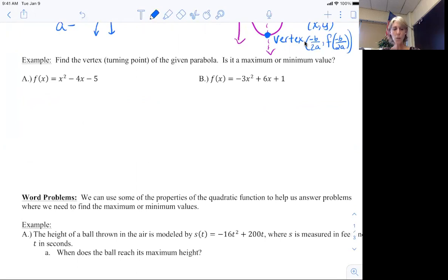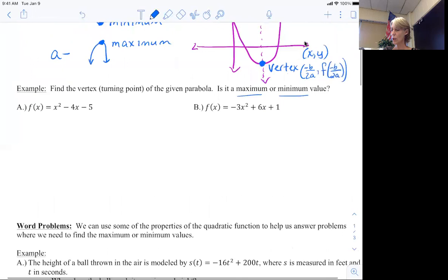In the first example, we just want to find the vertex, the turning point of the given parabola, and then we're going to state, is it a maximum or a minimum value? So if I look at that function, f of x equals x squared minus 4x minus 5, remember, when we're looking to get the turning point, the vertex, we're going to use the x value of the vertex. So the axis of symmetry, negative b over 2 times a. So the x value of my vertex for this particular function is 2. And to get the y value of the turning point, I'm going to plug 2 into my function.